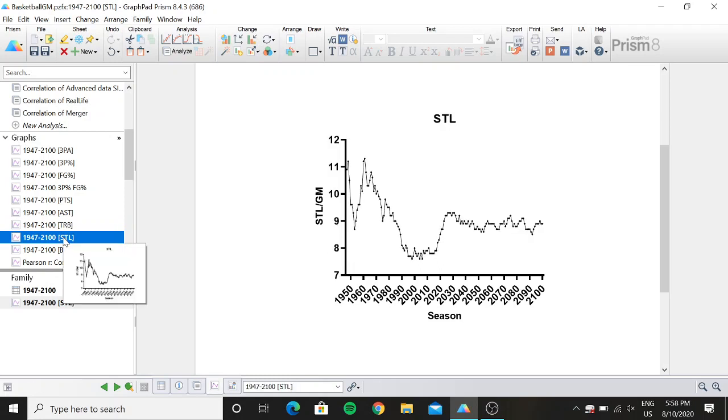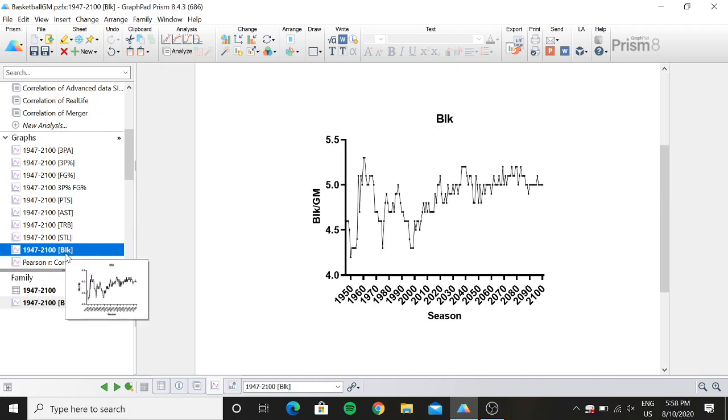Steals is a little more irregular, even for the simulation in the future. Steals peaked in 1960 and 1970, then dropped all the way down to 2000, and then started to slowly rise up and then slowly decline over time.